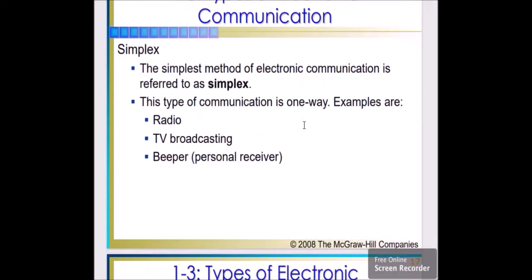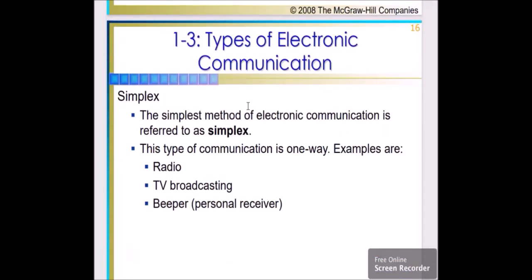So, ano ba ibig sabihin ng simplex? So, simplex method of electronic communication, it is the simplest, of course, itong simplex. Bakit siya simple? Kasi, one-way lang siya. Ano ibig sabihin nun? Example, radio. Sa radio, pwede mo bang kausapin yung DJ? Di ba hindi? Nakikinig ka lang, di ba?